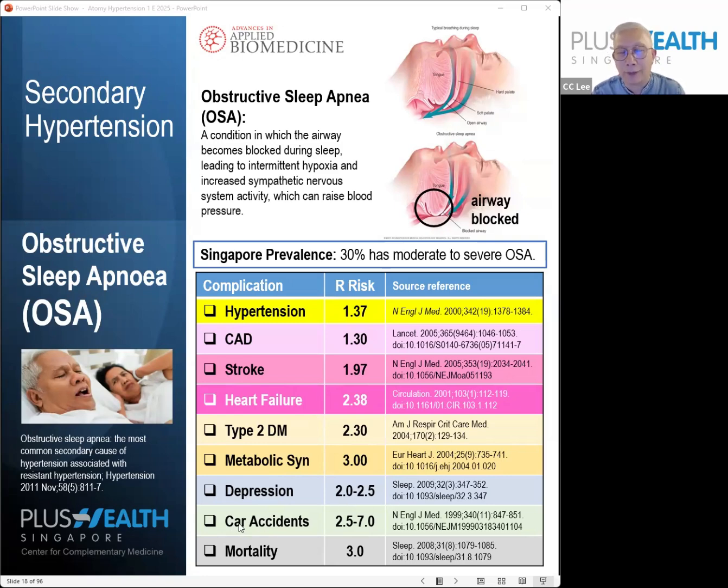And if you're driving, the risk of having a car accident is 2.5 to 7 times. So it's very dangerous for people who suffer from this because they are often very sleepy, not alert, and therefore cannot concentrate on driving. And the risk of dying is 3 times. So this is a quite serious medical condition, a sleep disorder. Apart from being a major contributor to hypertension, the complications of OSA go beyond that. You can have cardiovascular disease risk, and you have a diabetic risk as well.